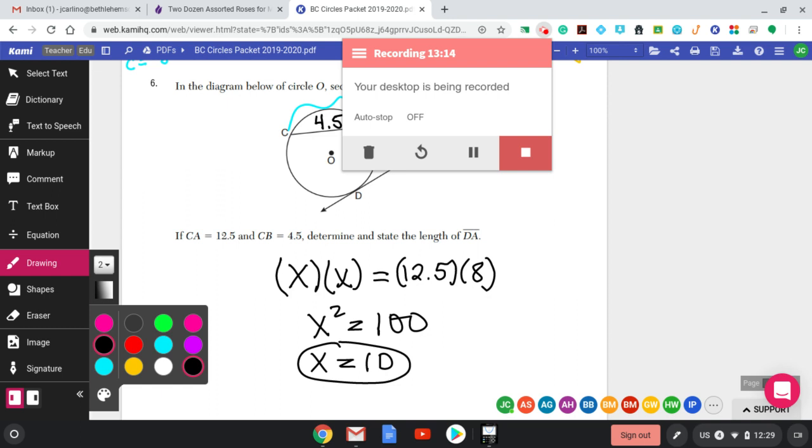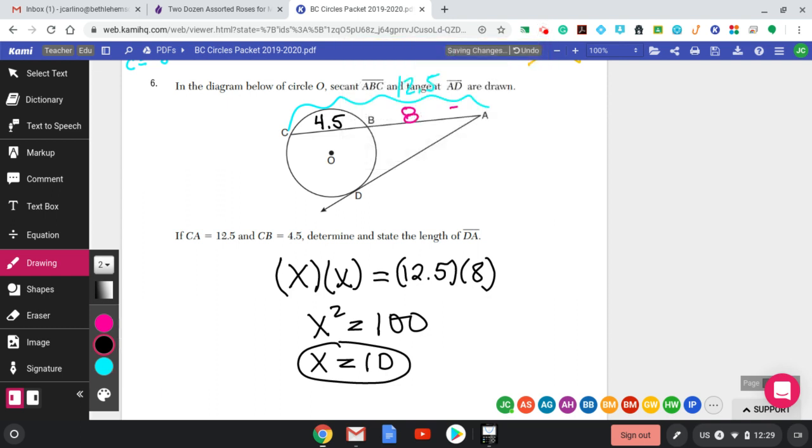Okay, guys, here you go. Hopefully you didn't get tripped up on this one. Remember, it's always whole times external, not whole times internal. So you can't use that 4.5 because it was inside. You've got to use 8, which was outside. And how did I get 8? 12.5 minus 4.5 gives you 8. So it's x times x, which is your tangent, equals 12.5, the whole secant, times 8, which is the external part. And you get AD to be 10. So whole times external equals whole times external. All right, good luck on the assignment.